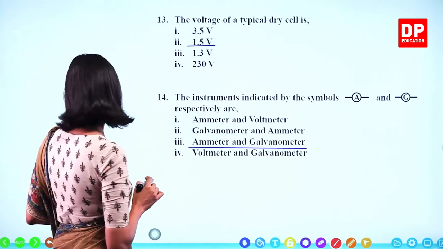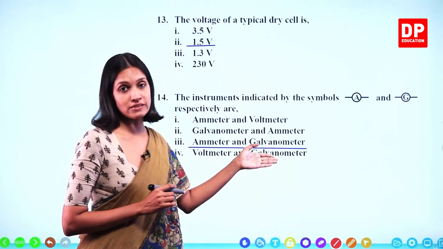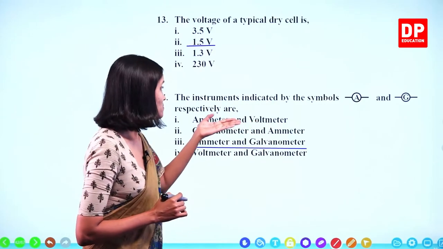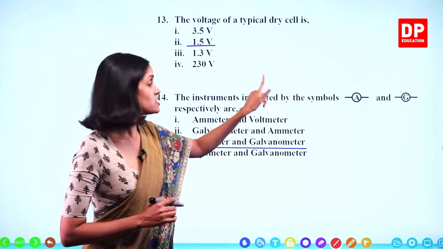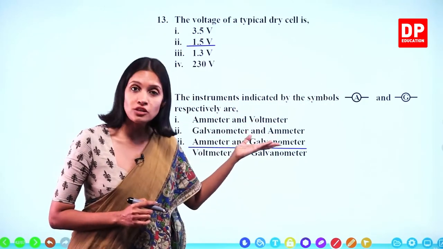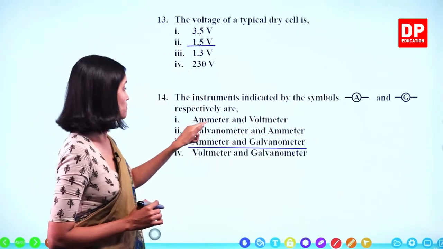Right. So these type of questions, please read very carefully, children. Right? Even the second answer is correct. The same instruments are mentioned, galvanometer and ammeter. But the question specifically says these two respectively, which means in order. Therefore, the first one should be ammeter, the second one should be galvanometer.